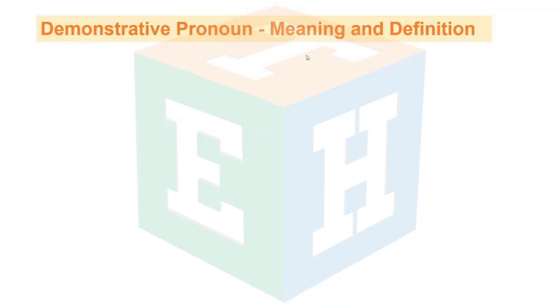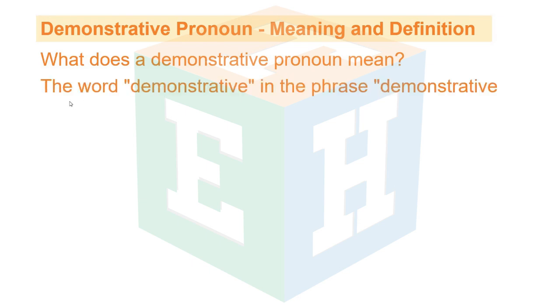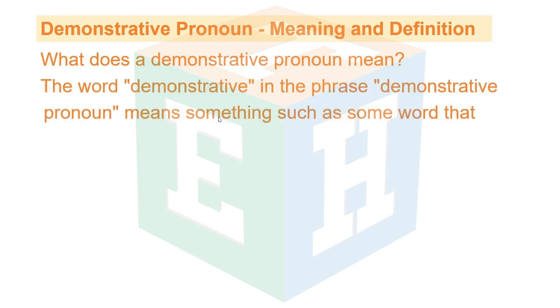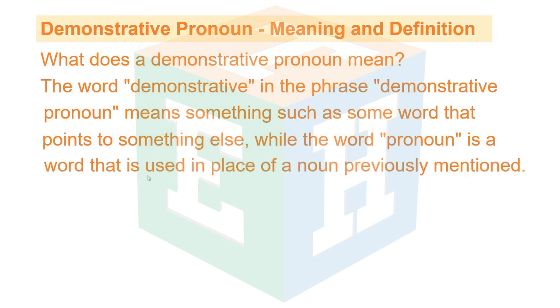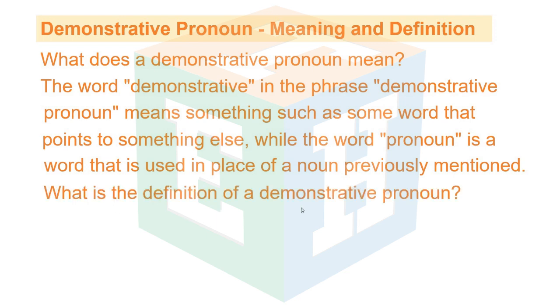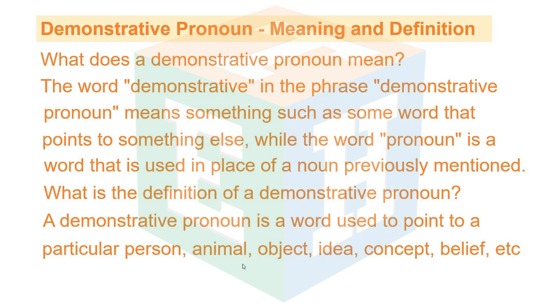Demonstrative pronoun meaning and definition. What does a demonstrative pronoun mean? The word demonstrative in the phrase demonstrative pronoun means some word that points to something else, while the word pronoun is a word that is used in place of a noun previously mentioned. What is the definition of a demonstrative pronoun? A demonstrative pronoun is a word used to point to a particular person, animal, object, idea, concept, belief, and others.